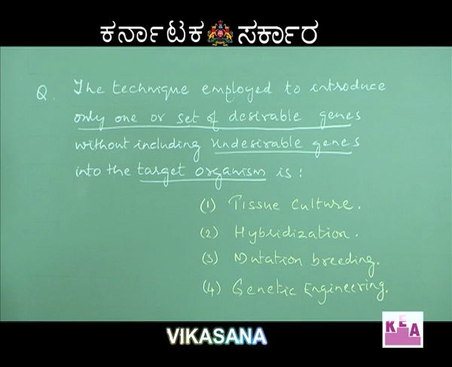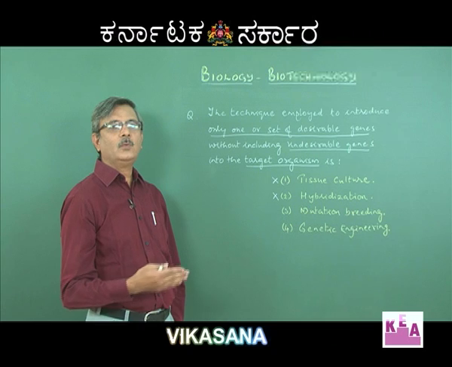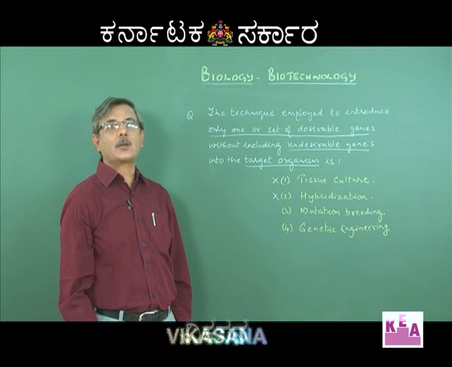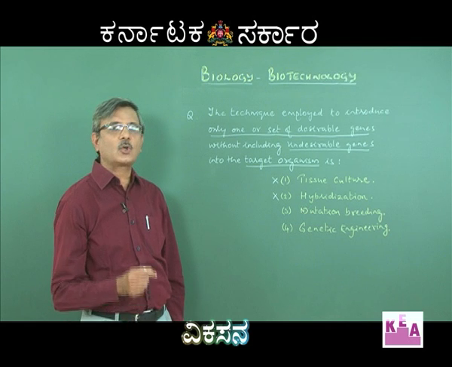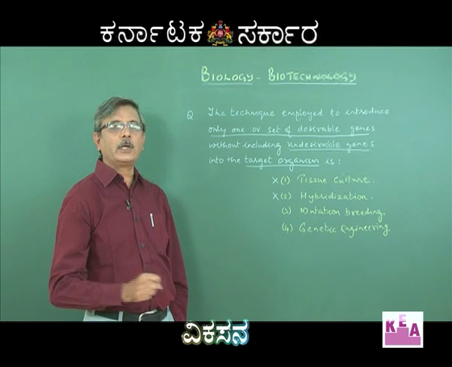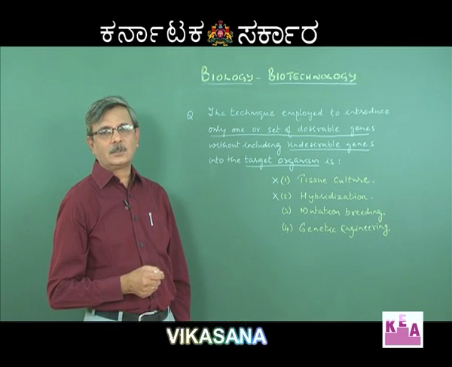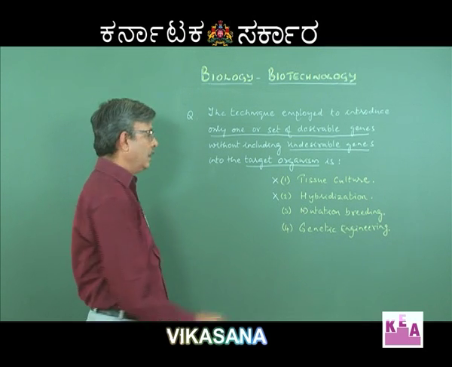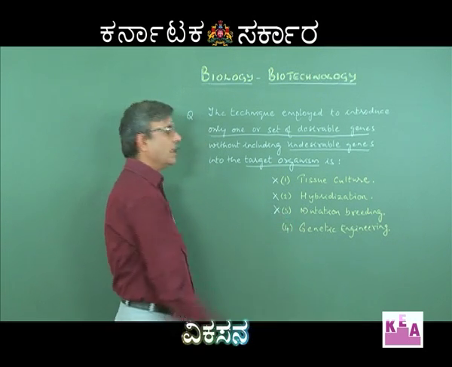The third one is mutation breeding. Here we are using radiations or chemicals to induce the mutation, and then we are going to raise the plant and check for the desirable characters. Here there is going to be a change in the nucleotide sequence that is going to give rise to a new allele, and thereby even this is not an answer.